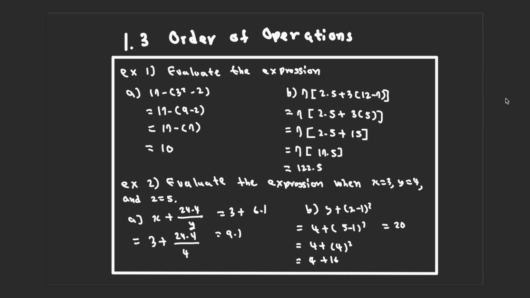The second question asks us to find y plus z minus 1 squared. Because the question tells us that y equals 4 and z equals 5, we can substitute the values for the corresponding variables to get 4 plus 5 minus 1 squared. First, following PEMDAS, we can do 5 minus 1 to get 4, then square that to get 16. After this, we are left with 4 plus 16, or 20.